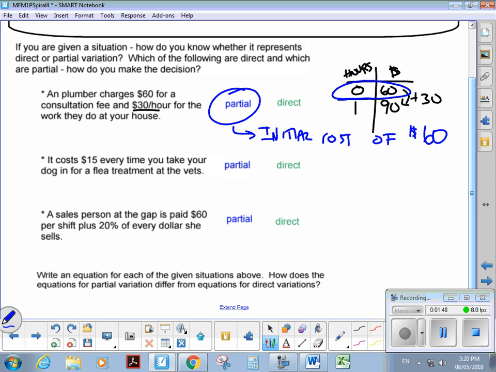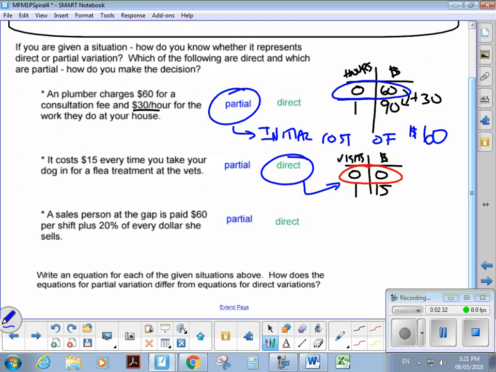The next situation, if I approach it the same way, it costs $15 every time you take your dog in for a flea treatment at the vets. All right, so if I put visits here and cost here, if I don't take my dog to the vet, I don't get charged anything because they can't give me a flea collar if I don't take them to get the flea collar. So no visits means no money, but if I show up, it's going to cost me $15. The key again is that 0, 0. Because it is 0, 0, this is what you call a direct variation. All right, and it's because of the 0, 0.